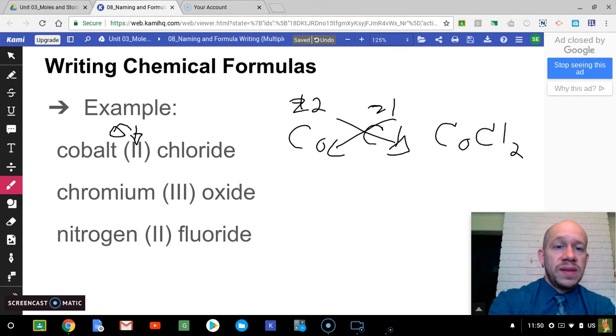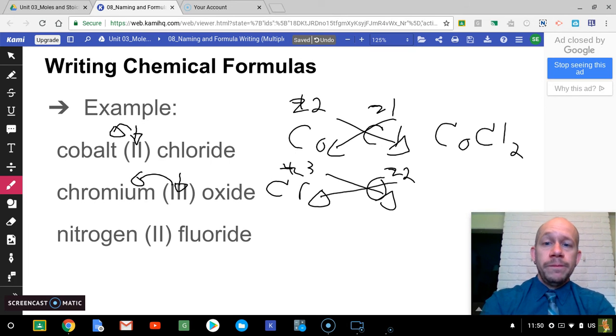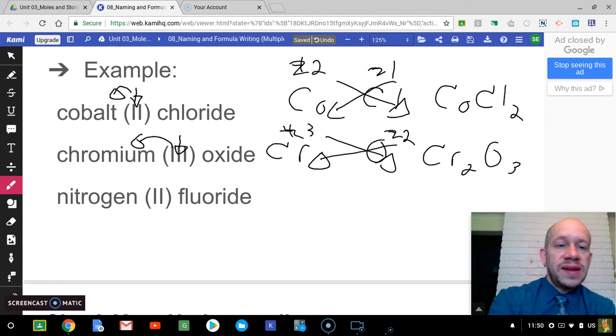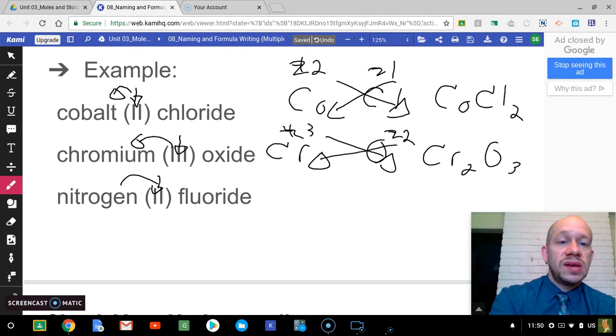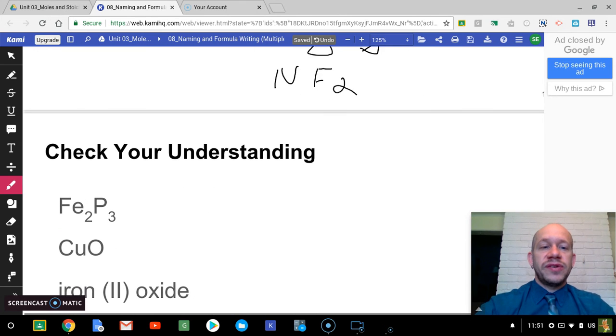This chromium, this Roman numeral 3 refers to our chromium. So chromium has a plus 3 oxidation state. Oxide, you'll look up, has a -2. We're going to drop the signs and crisscross, chromium 2, oxide 3. Finally, nitrogen 2 fluoride. This 2 refers to the nitrogen. N plus 2, fluoride -1. Drop the signs, crisscross, NF2. So check your understanding.